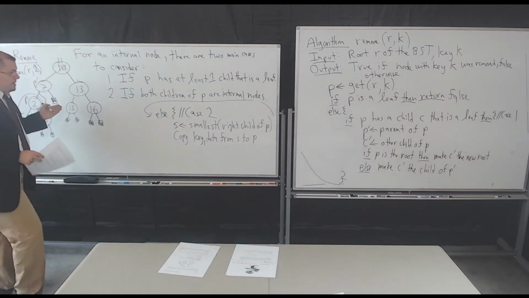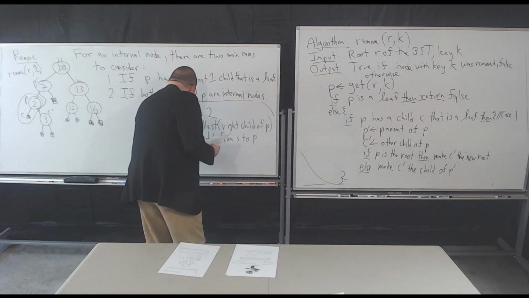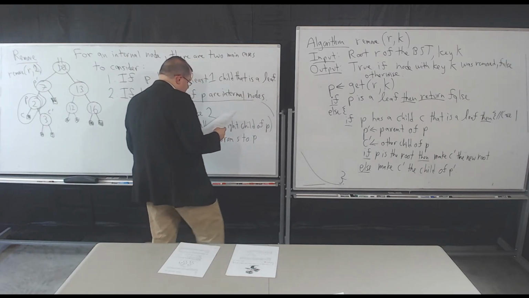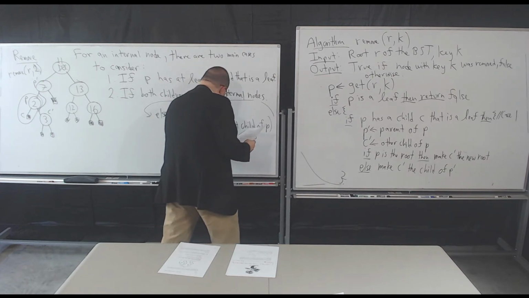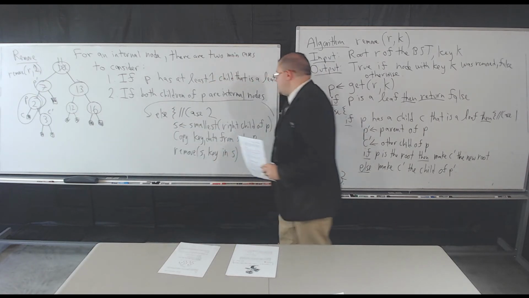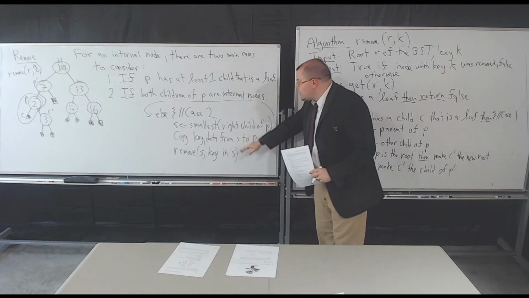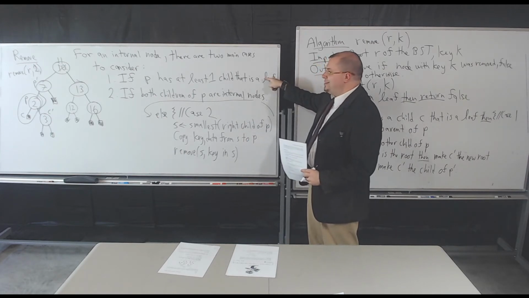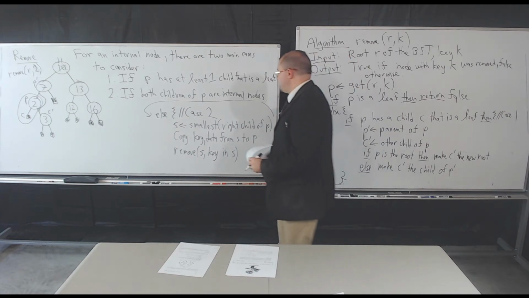Then I'm just going to delete, or in our case, remove. I'm going to apply remove on S with the key in S. So I'm just going to apply this. Now, remember, as I justified for you earlier, that is just going to be case 1. So you know this is actually going to terminate when it recursively applies remove again.